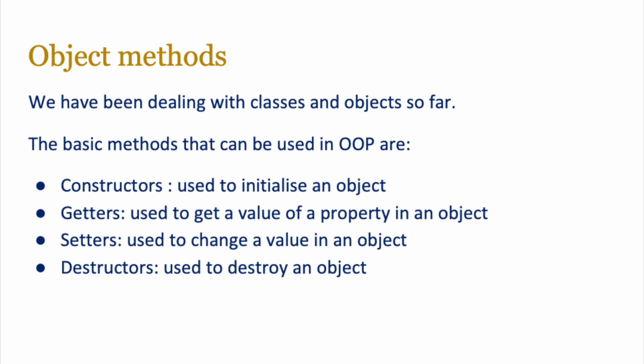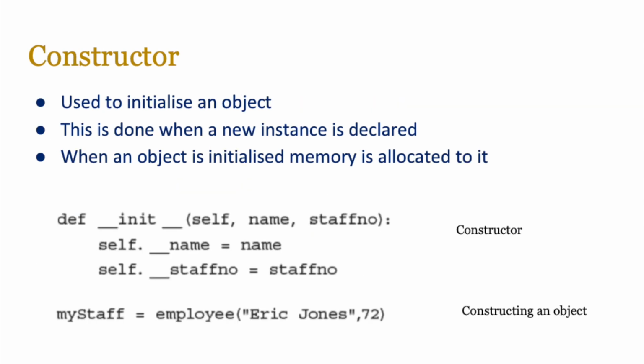So we're going to be looking at examples of these in code, and chances are that you're probably already using them, but you're not actually calling them using these terms. So let's start with the constructor method. It's used to initialize an object, and this is done when a new instance is declared. When an object is initialized, memory is actually allocated to it. So normally you would probably use the def __init__ brackets and whatever parameters you're passing to it.